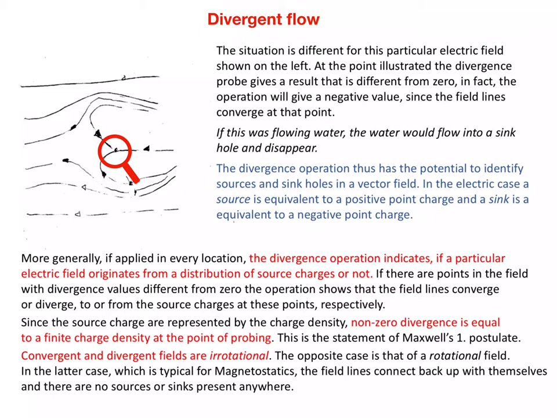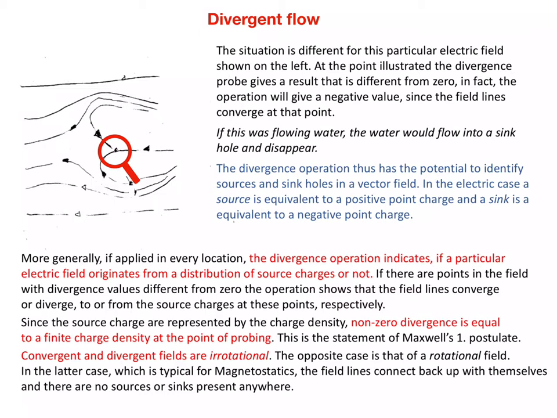In the electric case, a source is equivalent to a positive point charge at that point, and a sink is equivalent to a negative point charge. More generally, if applied in a particular location, the divergence operation indicates if a particular electric field originates from a distribution of source charges or not.